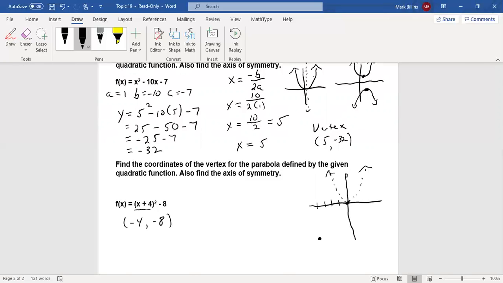So what's our axis of symmetry? Remember, it's the x value of our vertex. So the equation for our axis of symmetry is simply x equals negative 4.